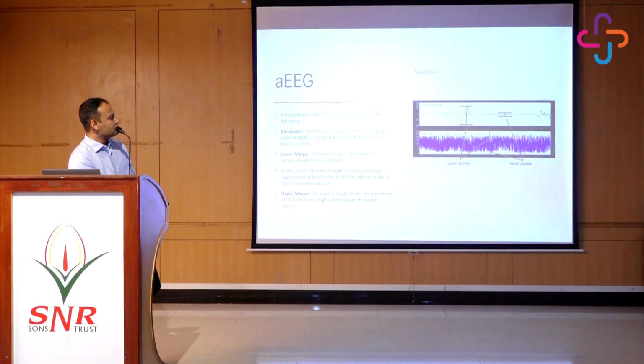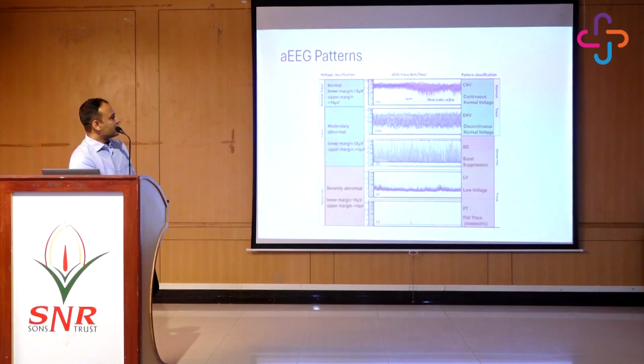So how do you read this EEG? You see what the bandwidth is, what the upper voltage is, what the lower voltage is, and whether the amplitude is very flat, in which case it will look like a flat isoelectric line. If the upper margin goes beyond normal, it will reveal a seizure. The few patterns we can see in EEG: this is the normal wave in a normal term baby who is active and has no encephalopathy. There is a good amplitude. The lower border itself is more than 5, and the upper border is more than 10. Here it is between 15 and more, going up to 50 also.